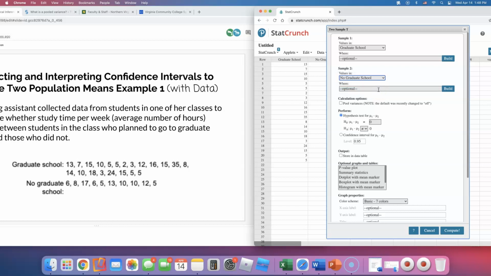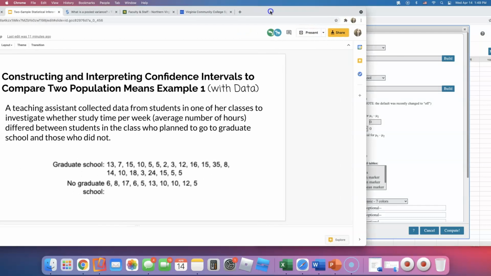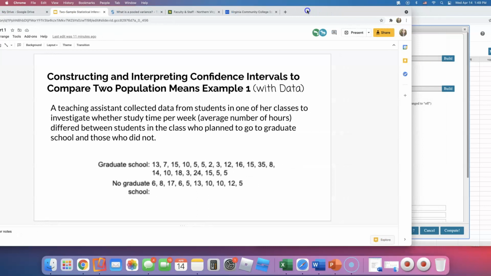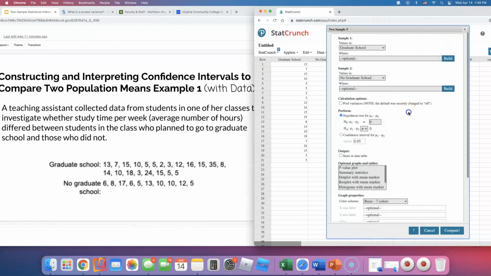Now we have to be careful. Do we pool variance? Okay, let's see. Did they say there is a reason for us to believe that population standard deviations are equal? I don't think so. The default is off, so I'm not going to click on pool variance. Unless they say it specifically, I'm not going to assume it. I actually think it's going to be different.